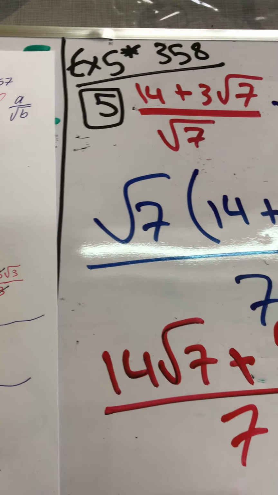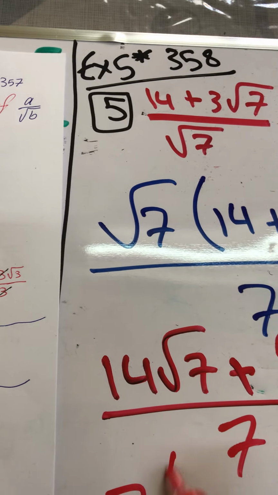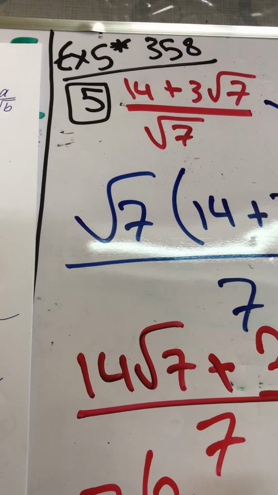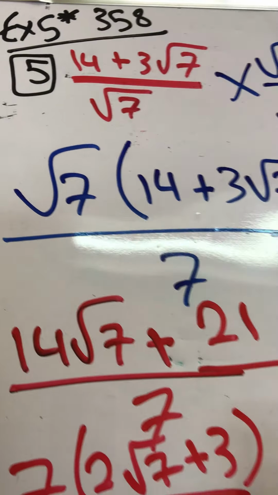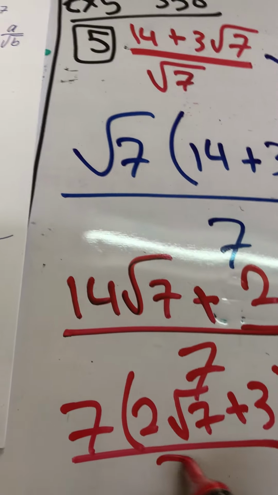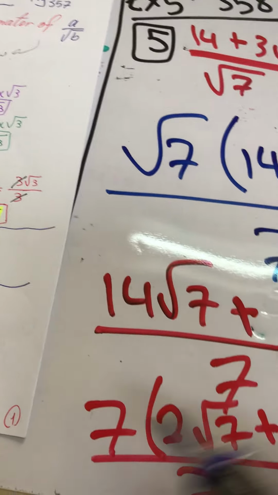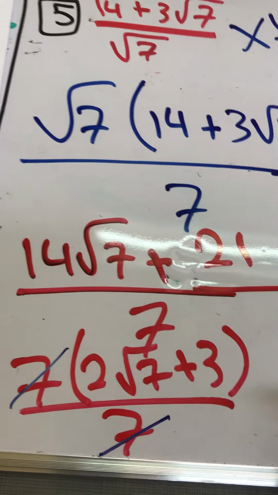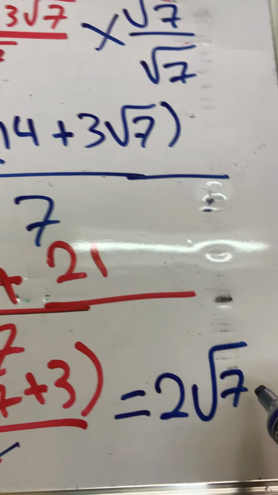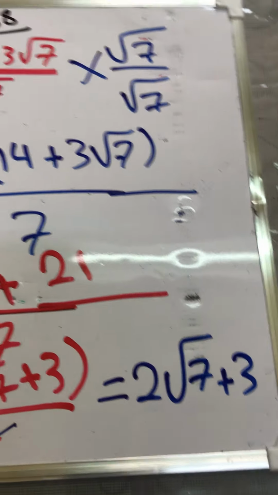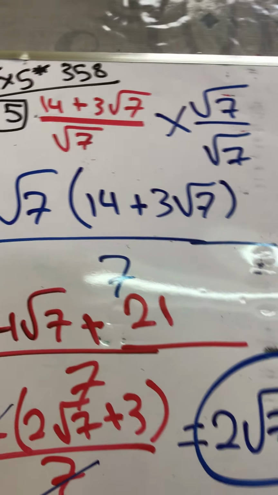Let's take a common factor up, which is 7, open brackets, 2√7 plus 3. Okay, and down we have 7. We can cancel 7 with 7, so the answer is 2√7 + 3. As you see here, this is the final answer.